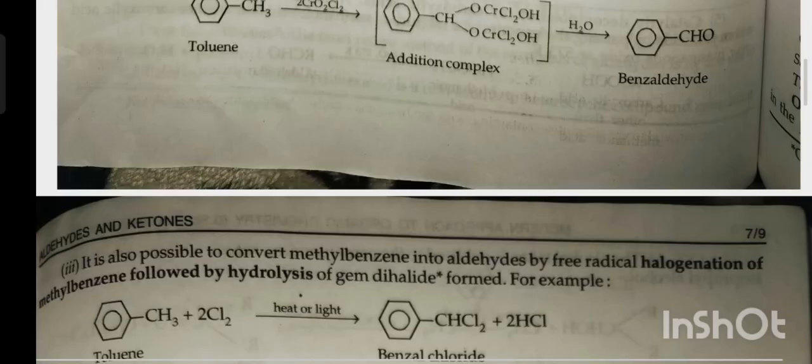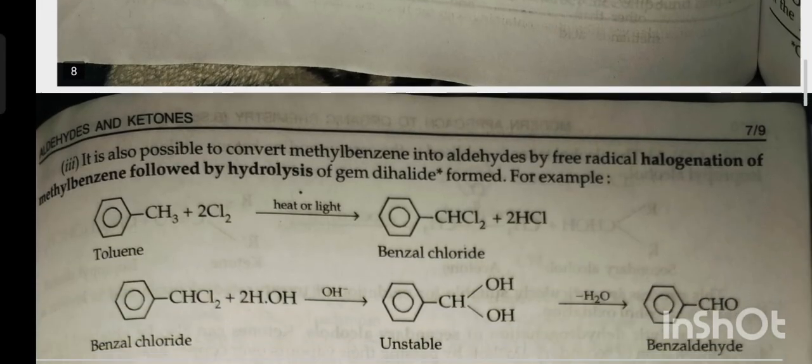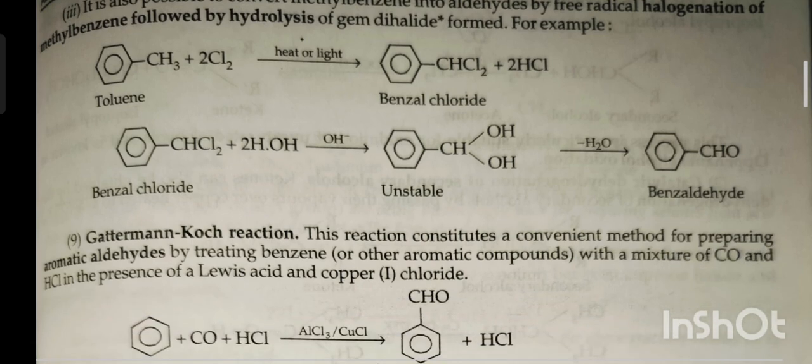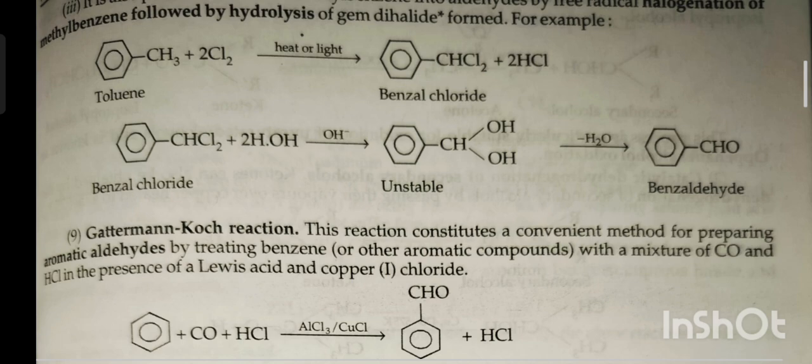Third, it is also possible to convert methyl benzene into aldehyde by free radical halogenation of methyl benzene followed by hydrolysis of the dihalide formed. For example, toluene in the presence of Cl2 gives benzaldehyde plus HCl.